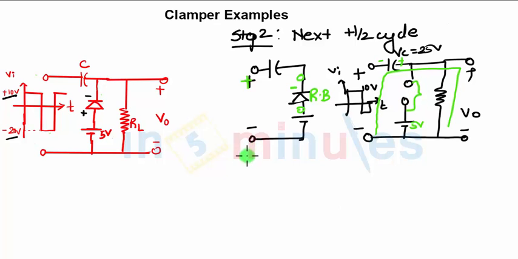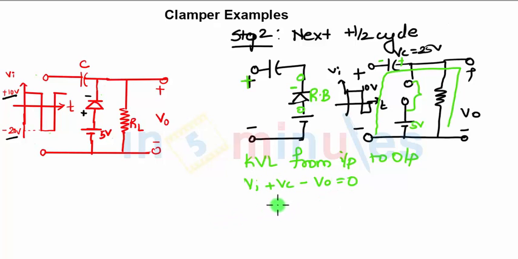So when you apply KVL from input to output, your equation will be VI plus VC minus VO equals 0. So you'll have VO as VI plus VC. Now our input in the positive half cycle is how much? When you see over here, it is going to plus 10 volts and the capacitor is charged to 25 volts. So how much output are you getting? Total of 35 volts, right?